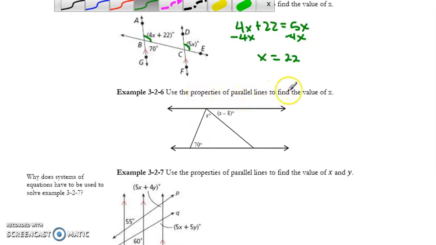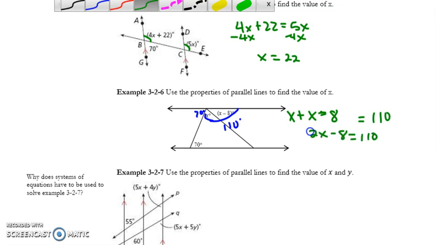Next, we're going to use the property of parallel lines to find the value of x. So if we know that this is 70, we know alternate interior, that's 70. And then together, this all forms a line. So that would mean that these two angles are 110. So we could set up kind of an equation with x plus x minus 8 equals 110. So that's 2x minus 8. And then we can add 8. And then x is equal to 59.